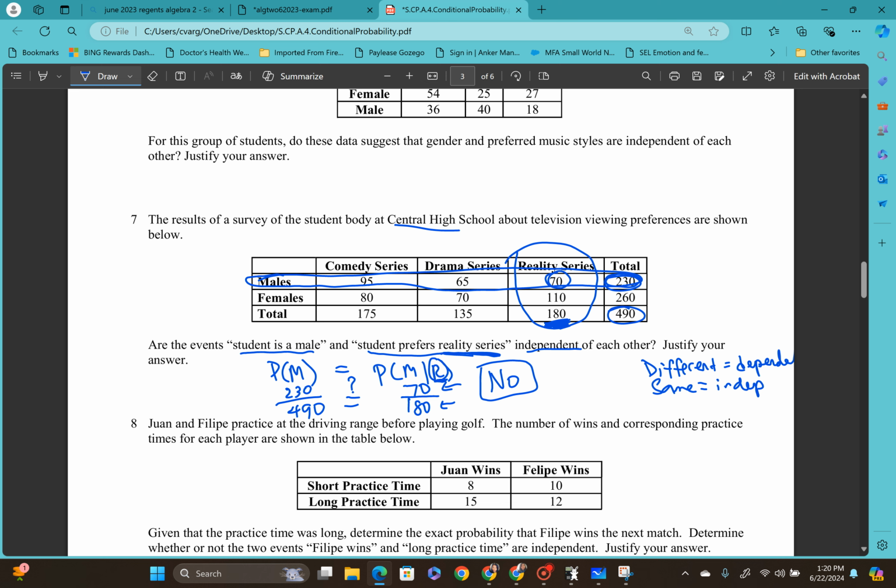And it says justify your answer. Me doing this work is justification. They are not the same. Okay. So I've answered my question. If they say, are they independent? You have to say yes or no. So in this case, the answer is no. And my justification is my work: 230 over 490 is not the same as 70 over 180. Different, dependent, same, independent. All right. Cool.